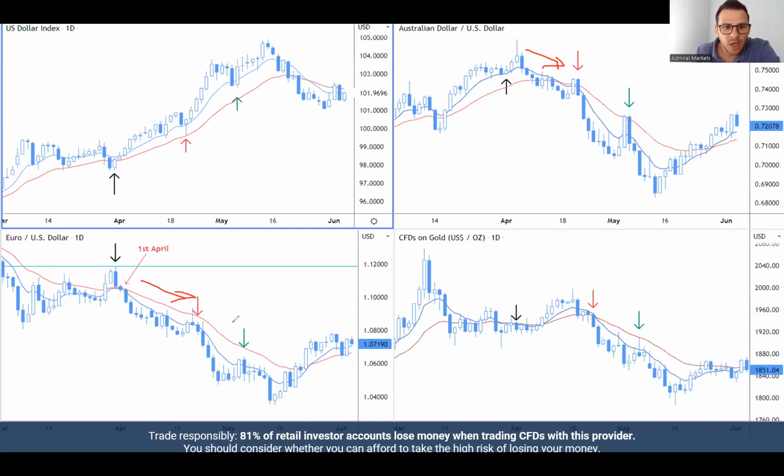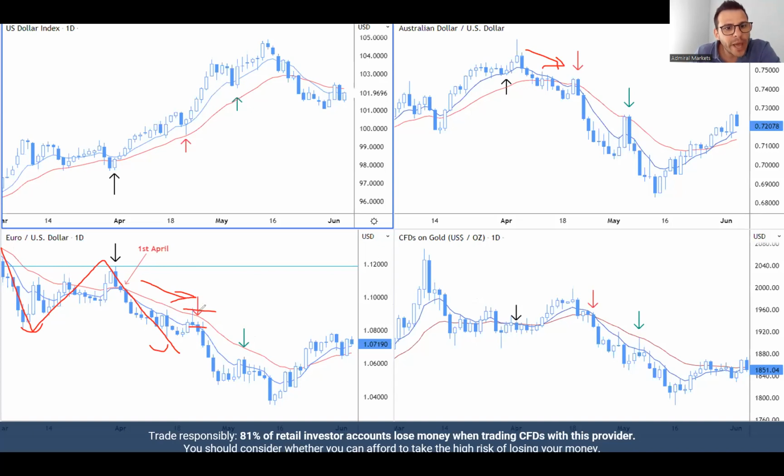Okay, we can say here that EUR/USD has a lower low, so it's in a clear downtrend. So the Euro maybe is the weakest out of everything.